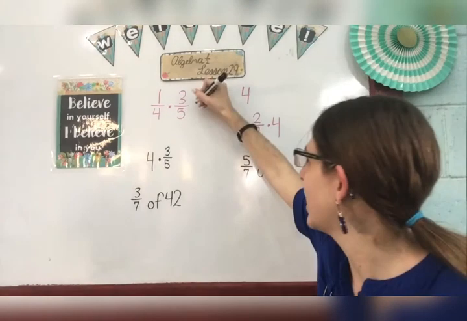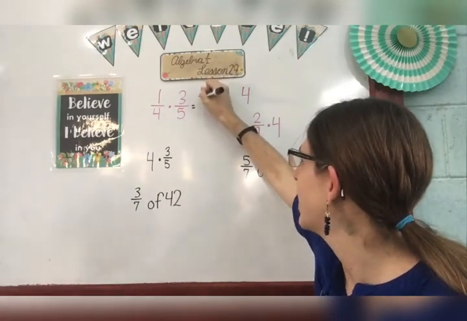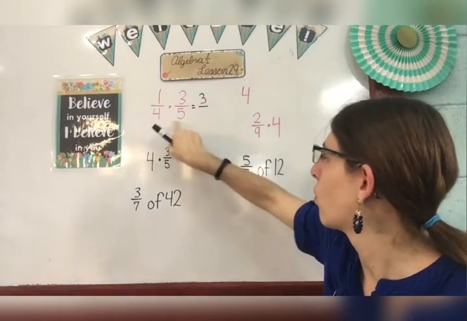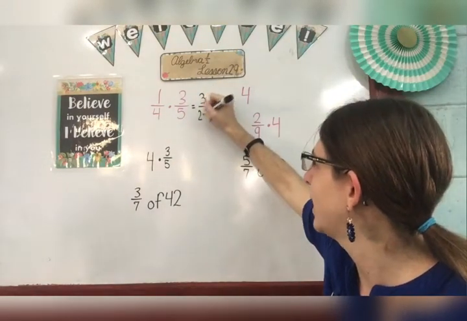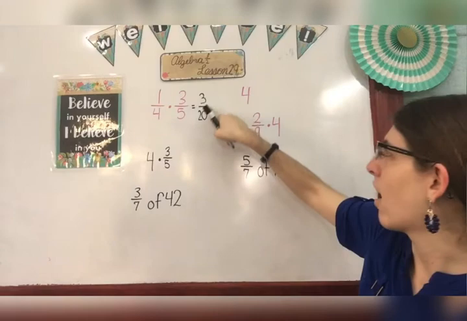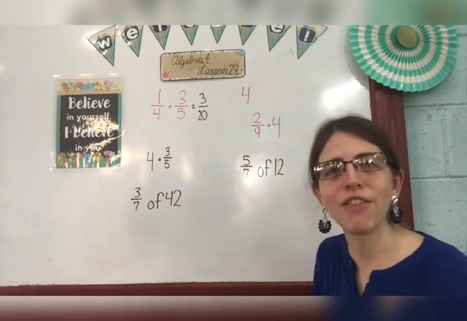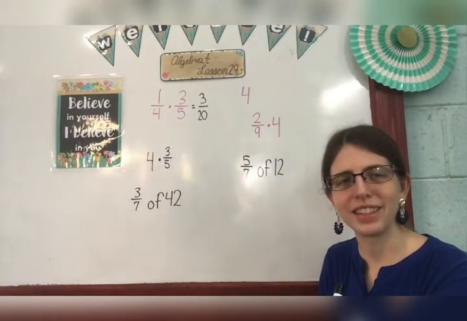1 times 3 is 3. 4 times 5 is 20. I cannot reduce 3 over 20, so that's my final answer, 3/20.